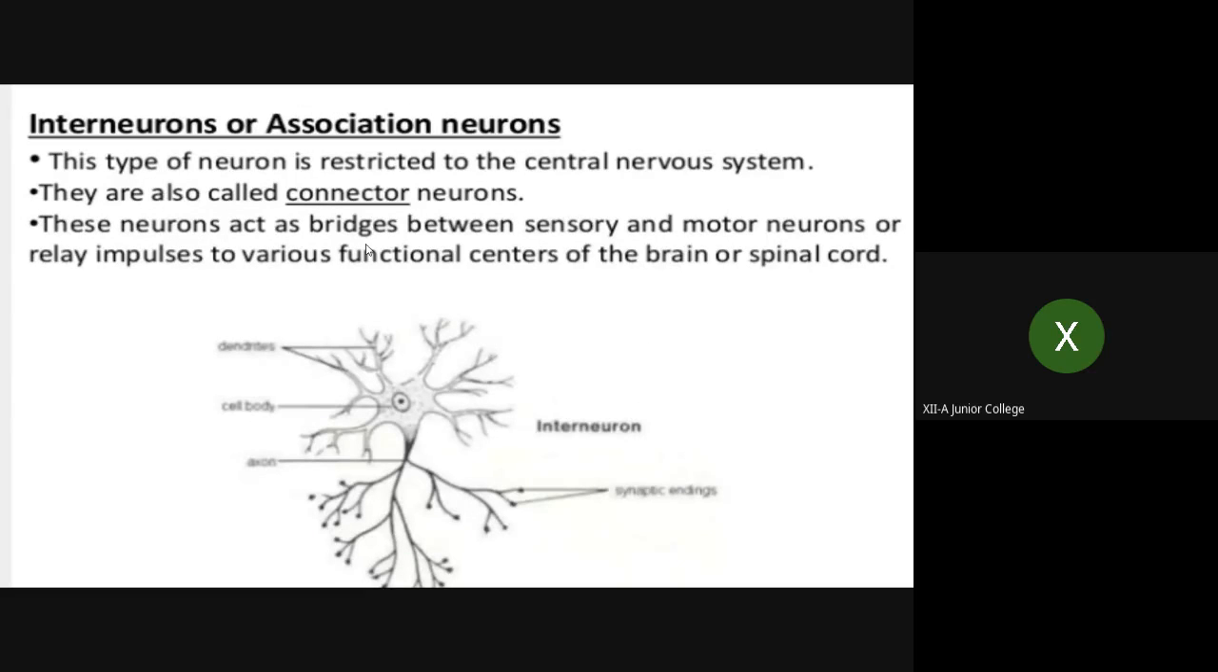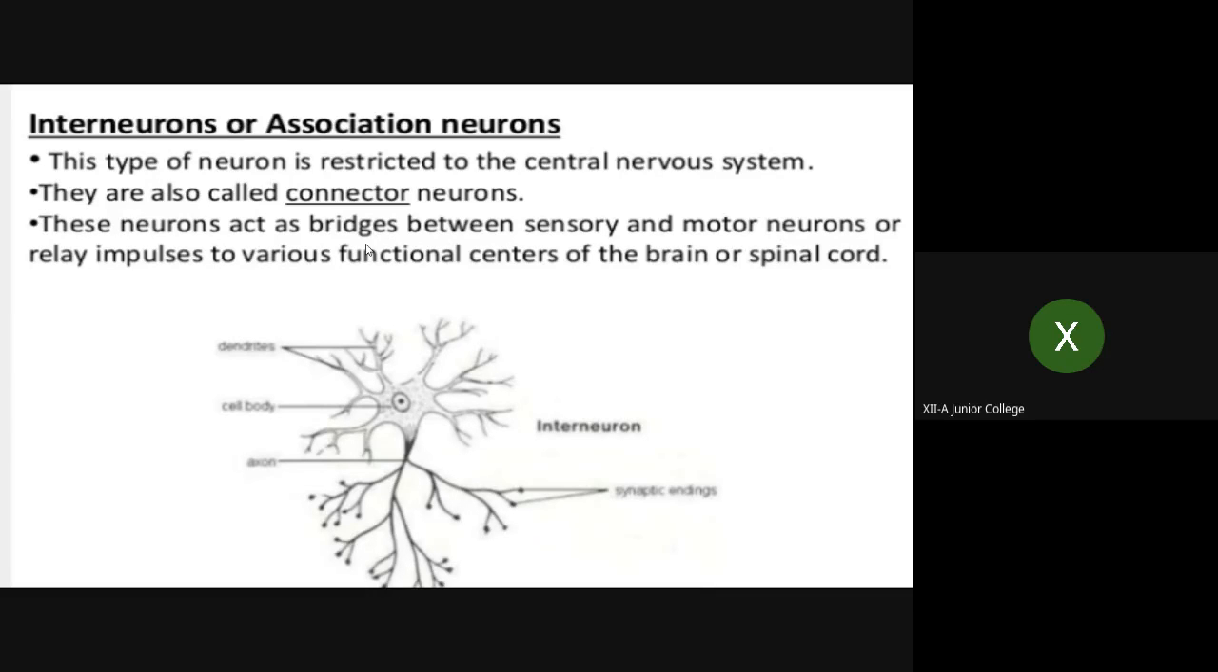Interneurons or association neurons, that is the third category, considered to be the combination of these two, or connector, you can say. This type of neuron is restricted to the central nervous system. They are also called connector neurons. These neurons act as bridges between sensory and motor neurons, or relay impulses to various functional centers of the brain or spinal cord.